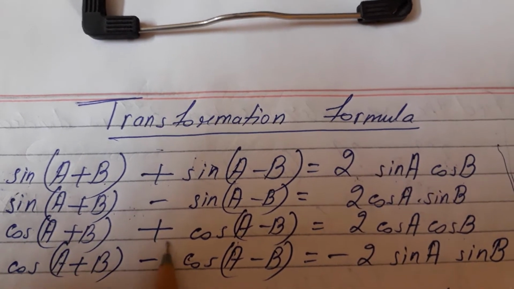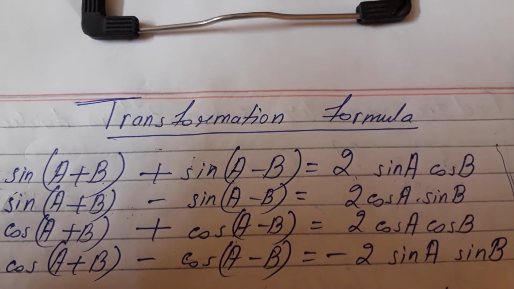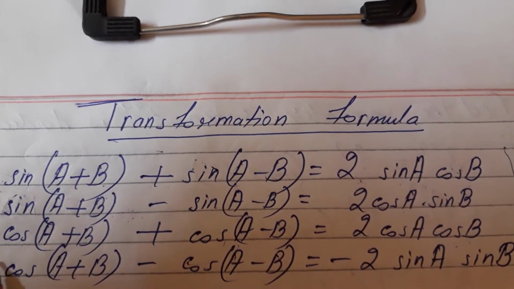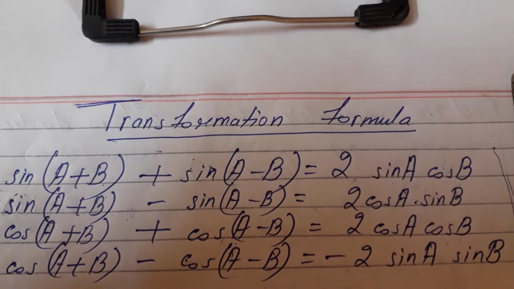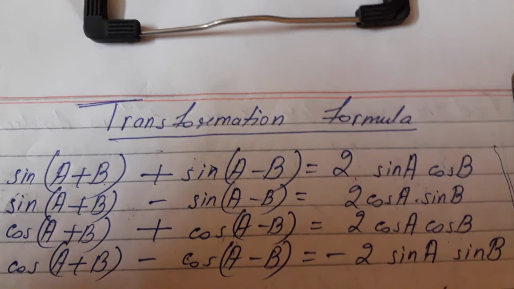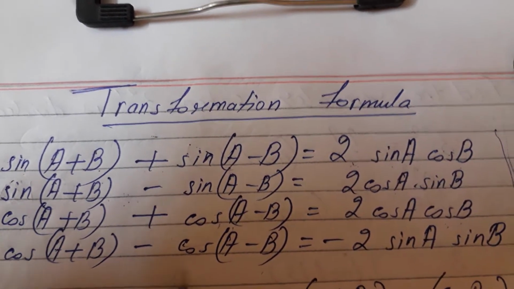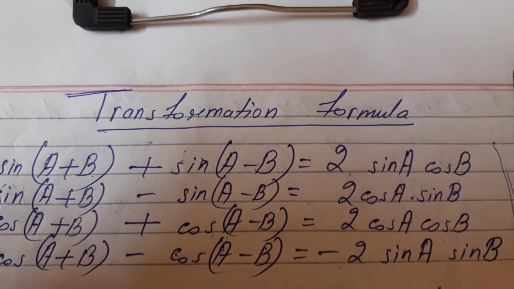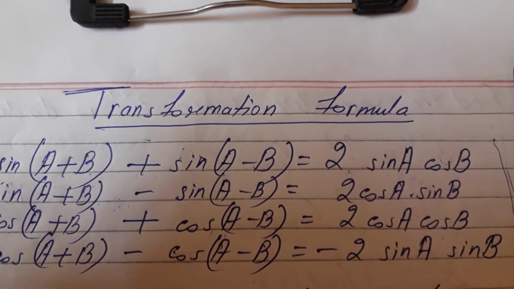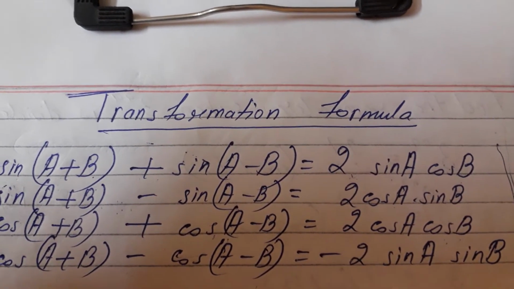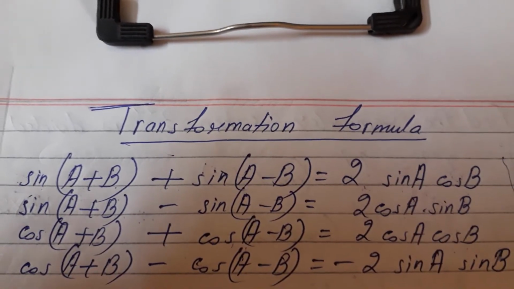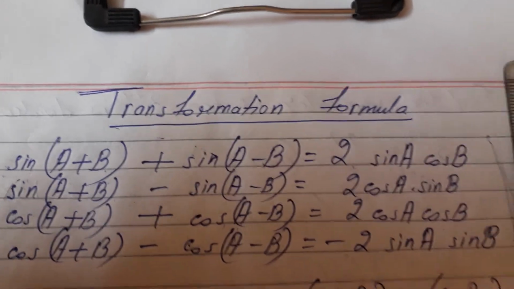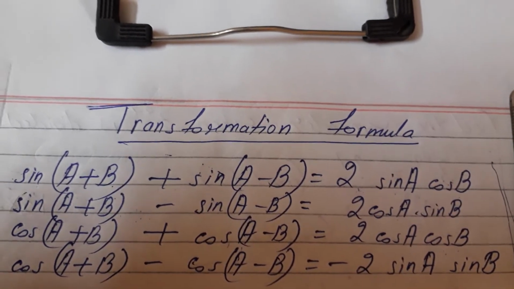You see, cos(A+B) plus cos(A−B): the terms are the same, 2 cos A cos B. Cos means the terms are the same, so both terms will be in the cos function. See, cos(A+B) minus cos(A−B): in this case also the terms will be the same, and same means obviously sin, so sin A sin B, with 2 and a minus here. In this way you have to learn. So please learn these formulas very properly in this way that I have told you.